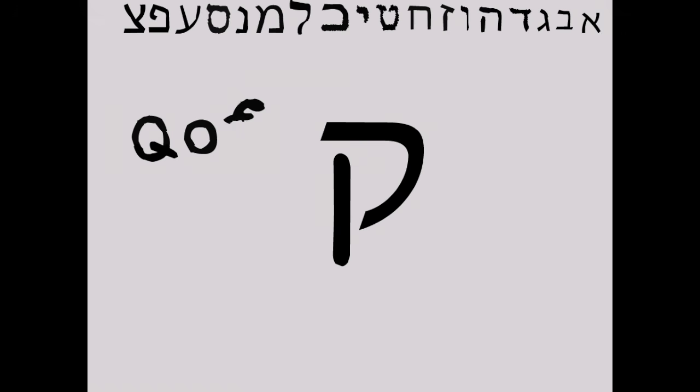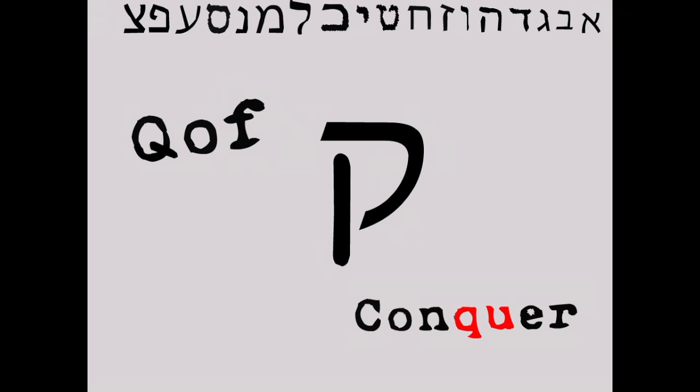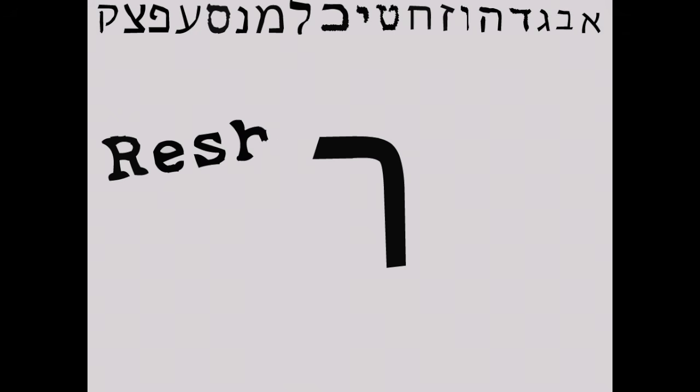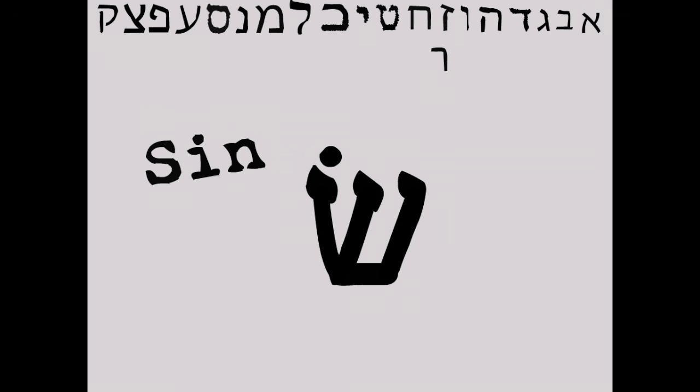Then there's Kof. Kof makes a Q-like sound, as in the word conquer. Then there's Resh. Resh makes the R sound in Hebrew, as in the word run. Then there's the letter Sin. Sin makes an S sound, just like the letter Samech. It makes an S sound as well.